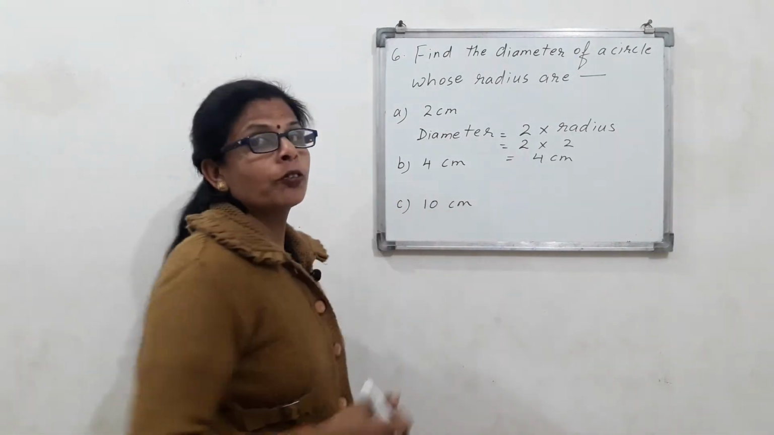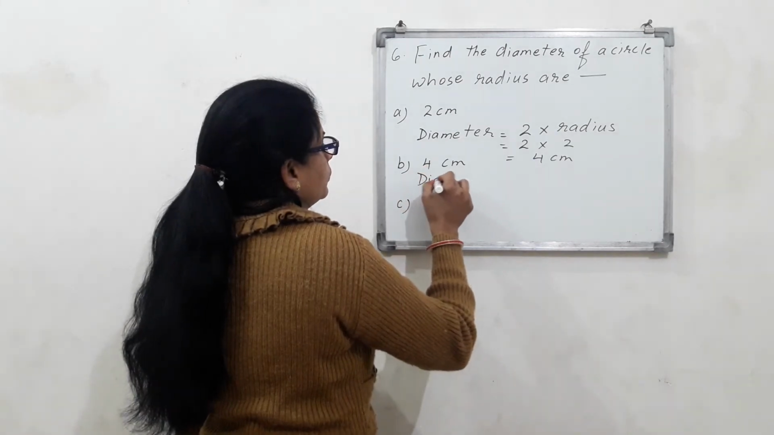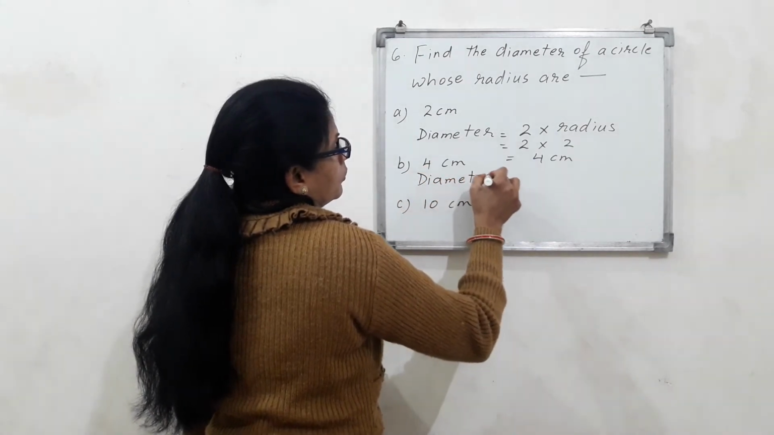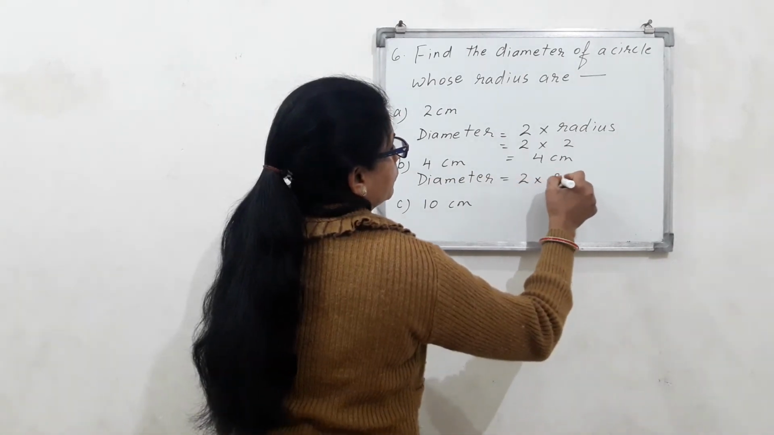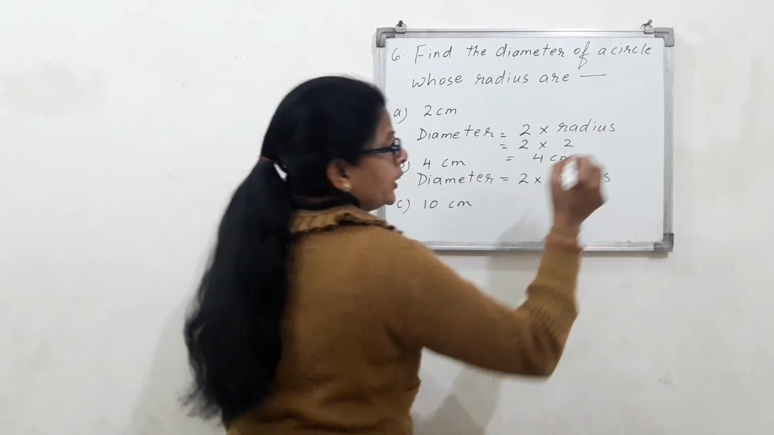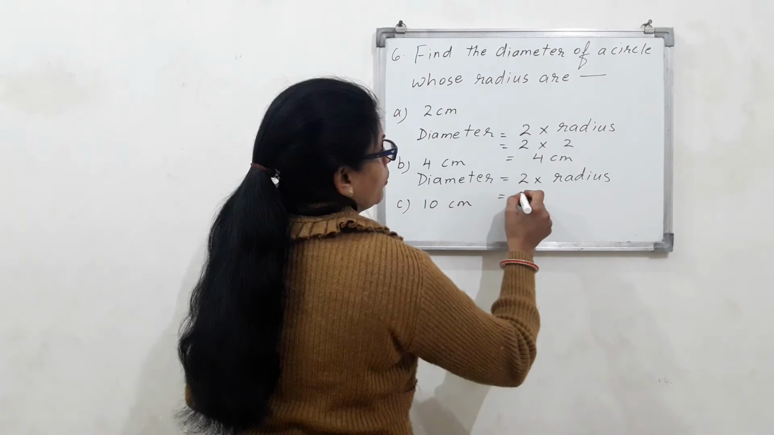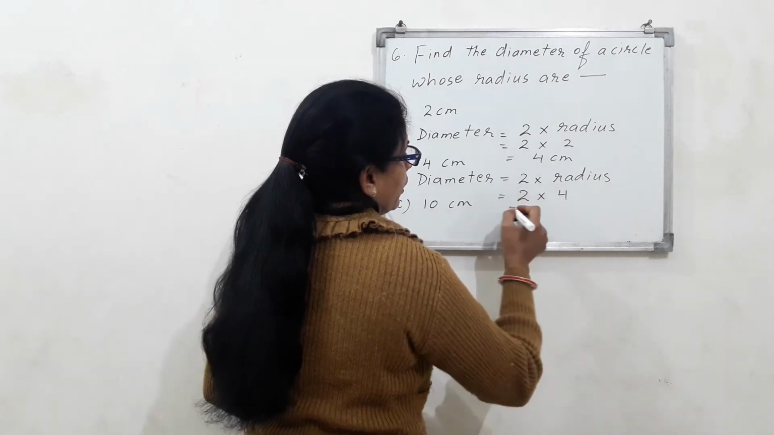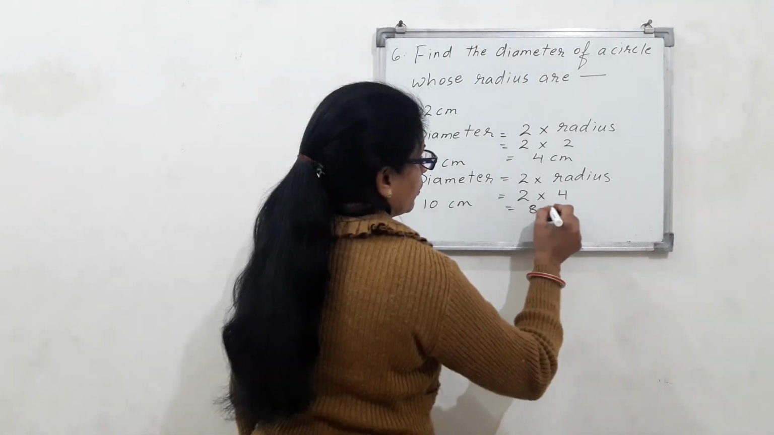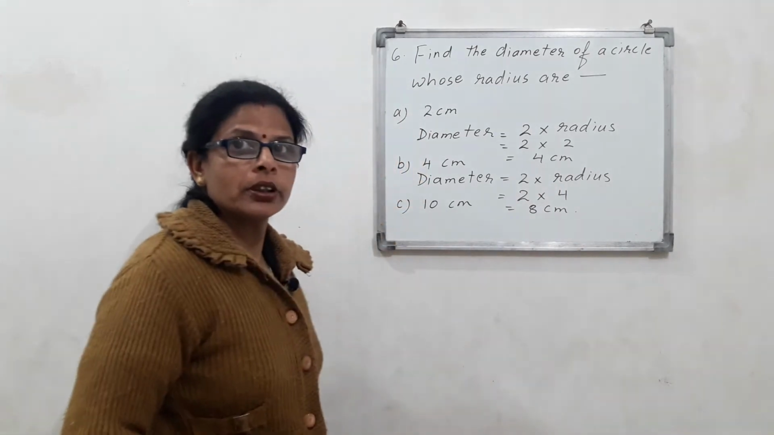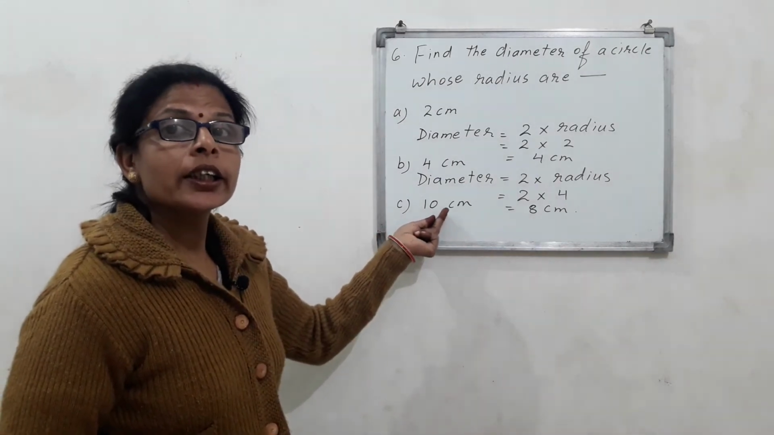Another question. If the radius is 4 centimeter, what will be the diameter? Diameter is equal to, what is the formula? 2 multiplied by radius. What is the radius given here? 4 centimeter. So we'll multiply 2 by 4. 2 4s are 8. So the diameter will be 8 centimeter. Clear?